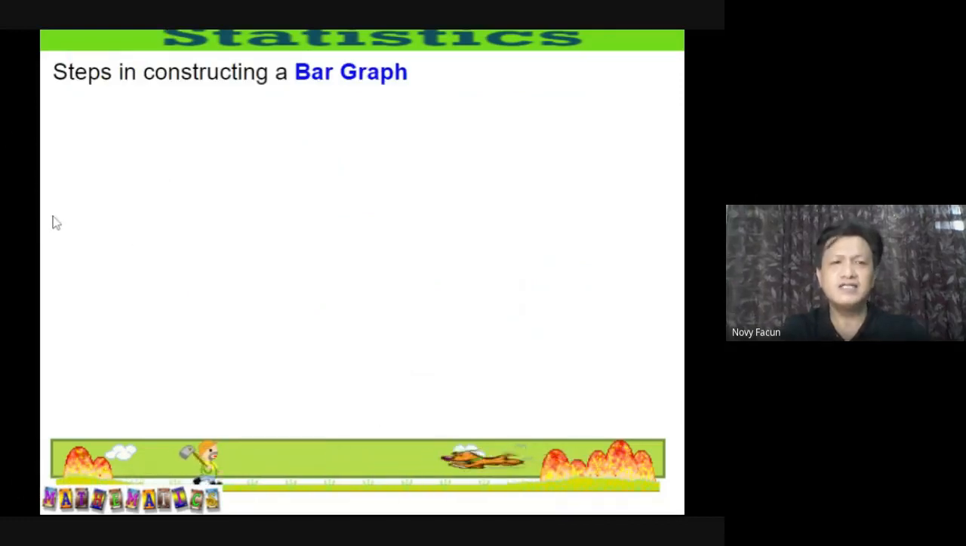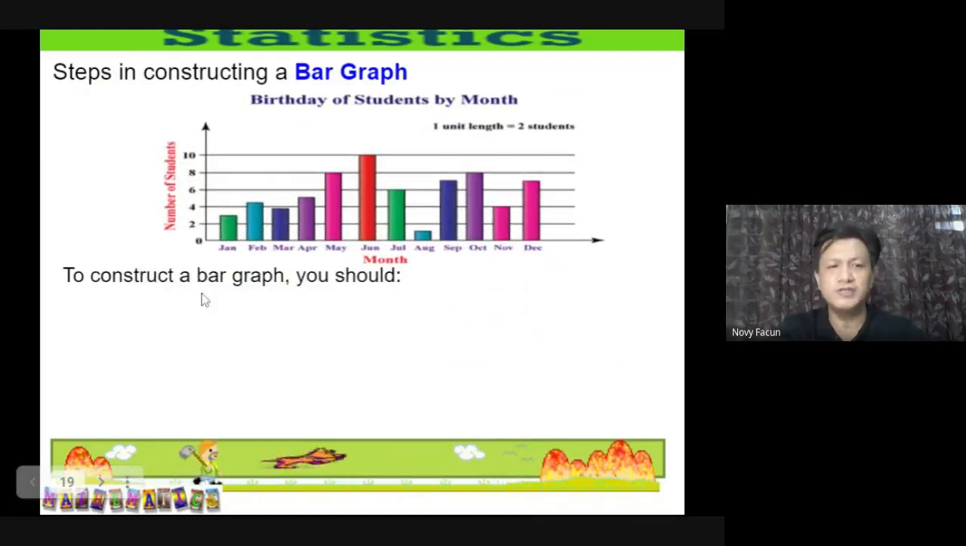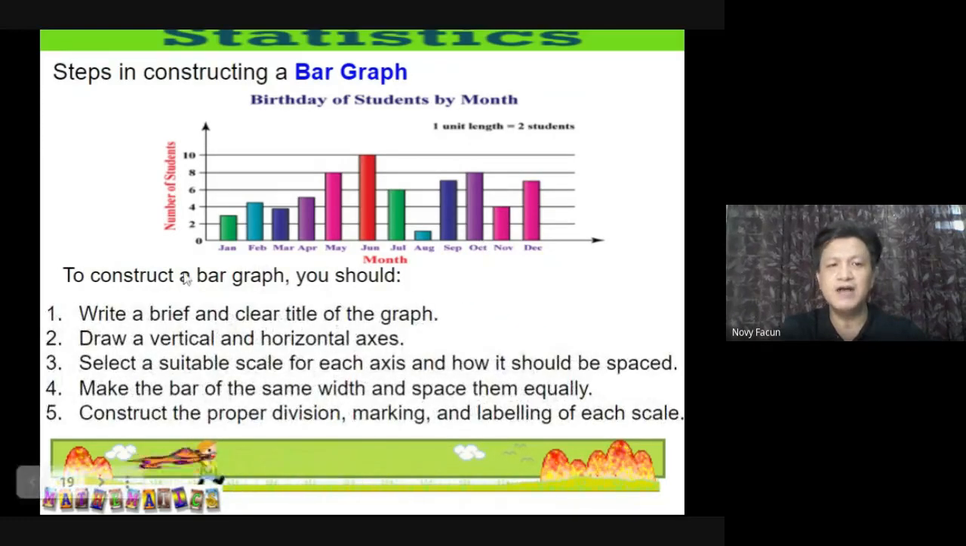So that's it. Next, we also have the steps in constructing a bar graph. This is our example. How do we make a bar graph? Step 1, write a brief and clear title of the graph. That's important, so that from the name alone you already know the summary of the data and what it's about. Then draw a vertical and horizontal axis, then select a suitable scale for each axis and how it should be spaced. They need to have space. Make the bars of the same width. The width needs to be the same as you draw them. And equally, construct the proper division, marking, and labeling of each scale.